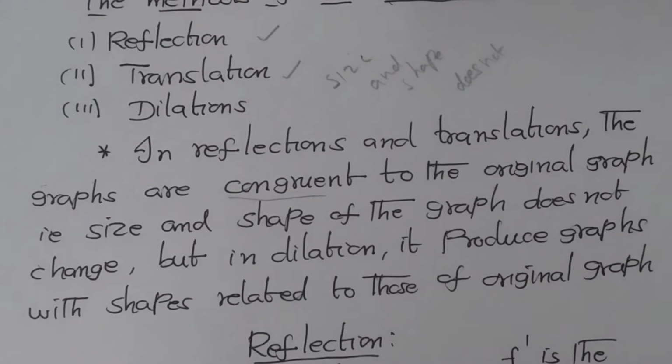But in dilation, it produces graphs with shapes related to the original graph. It may shift away from the x-axis or towards the x-axis. It may expand or it may contract. So these 3 techniques are used to graph the functions. You can draw the graph of the given function by using these 3 techniques: reflection, translation, and dilation.